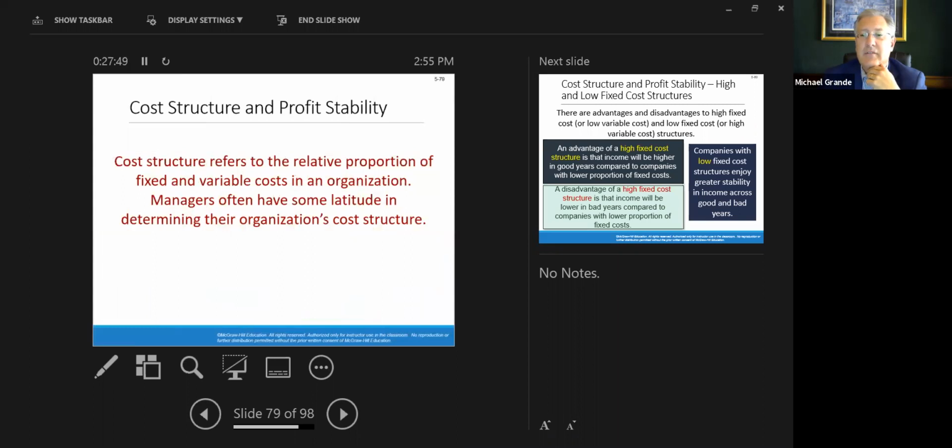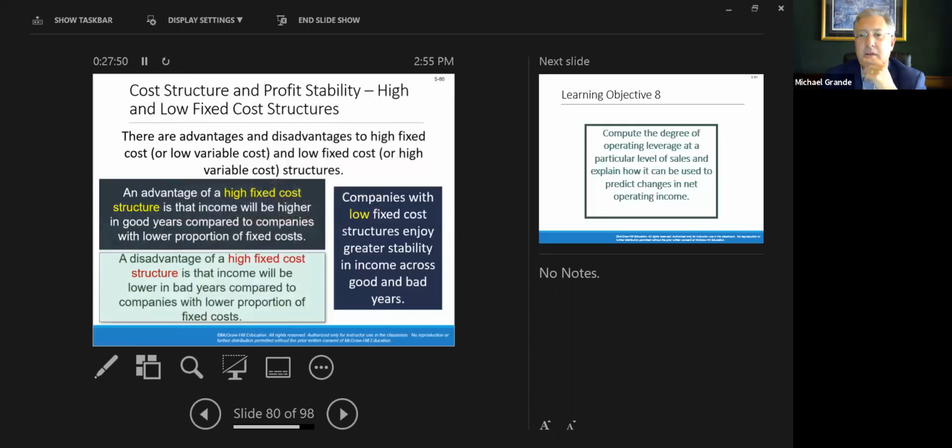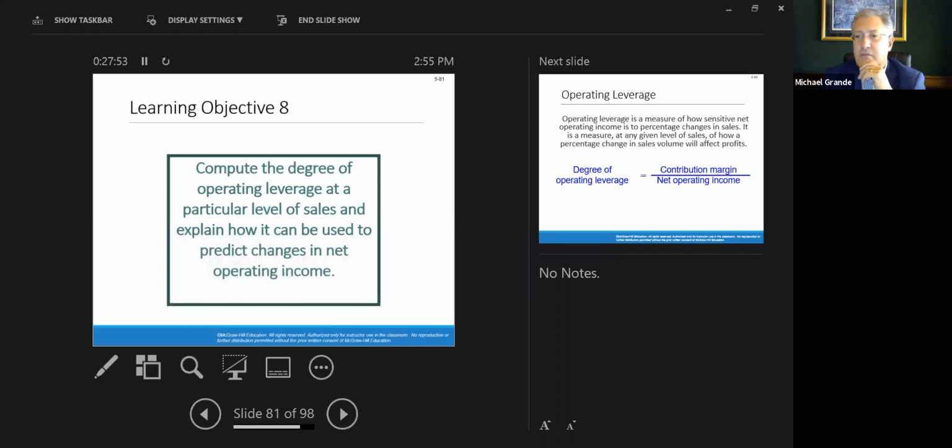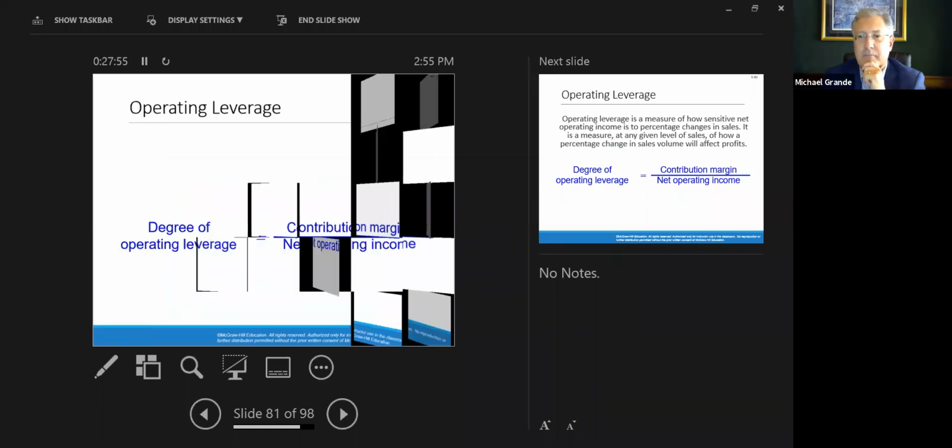And I think we're going to skip a little bit of this. Yeah, we're going to skip that. We're going to skip the degree of operating leverage as well.